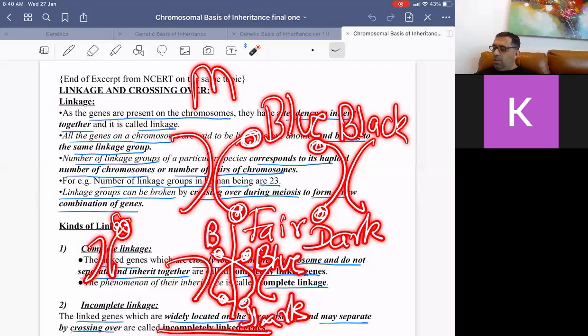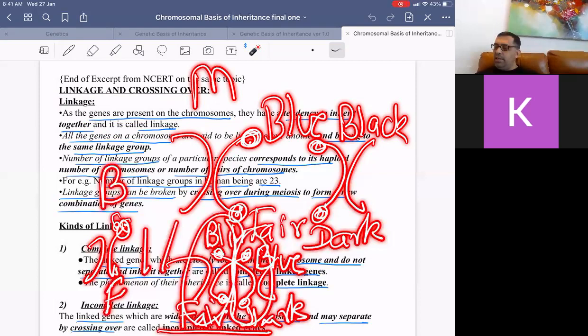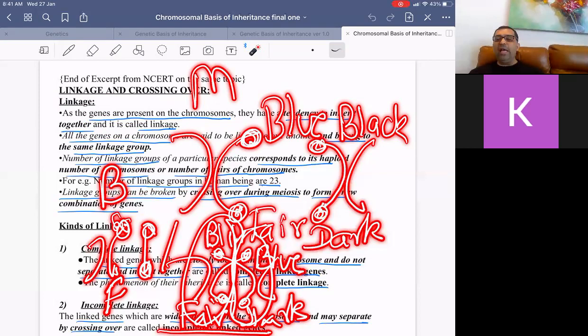So black, now we have black and fair and you have blue and dark. This recombination took place. So it was originally blue and fair and black and dark. Now because of crossing over, you have black and fair and you have blue and dark. So recombination has happened, and this recombination was possible because genes were situated far apart.